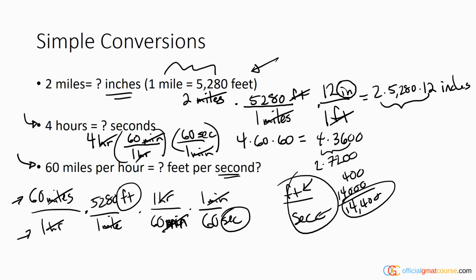Now, I can really easily cancel this 60 versus this 60. Those are dead. I can cancel a 0 versus a 0. And right now we have, because each of those zeros represents a multiple of 10, so now I have 528 feet over 6 seconds.